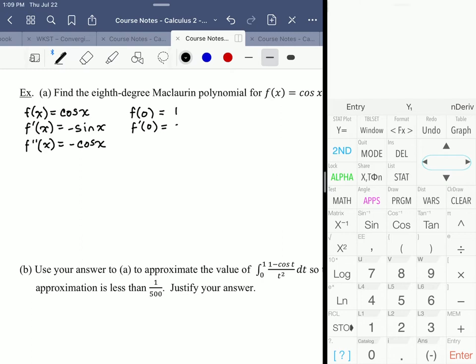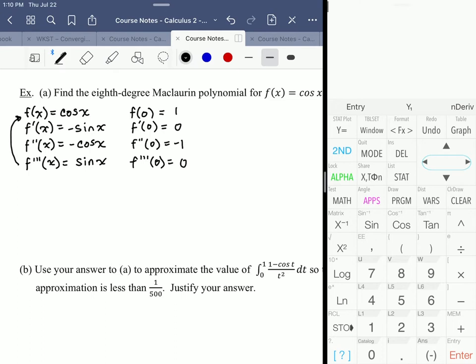Cosine of 0 is 1. Sine of 0 is 0, regardless of whether it's positive or negative. Cosine of 0 is 1, negated is negative 1. Triple prime is going to be sine of x, whose value is 0. The derivative of sine is cosine, so that's going to bring us right back to the beginning of the cycle.